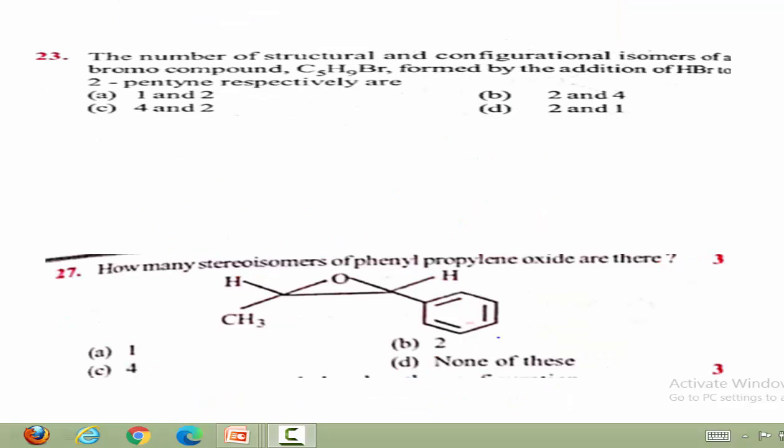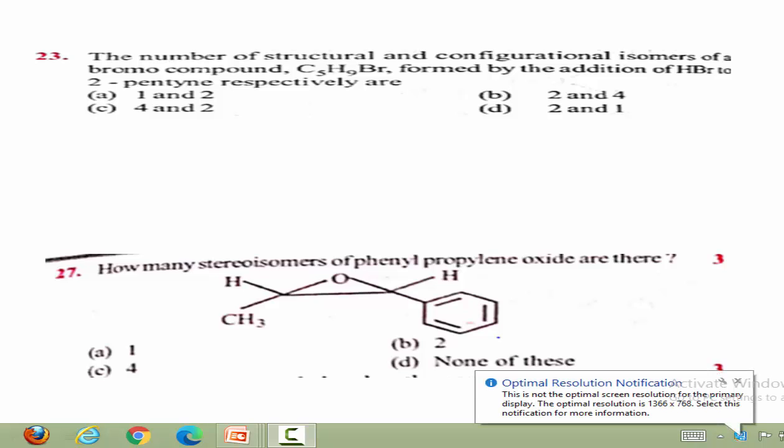Students, next question number 23. The number of structural and configurational isomers of a bromo compound C5H9Br formed by the addition of HBr to 2-pentyne respectively are.